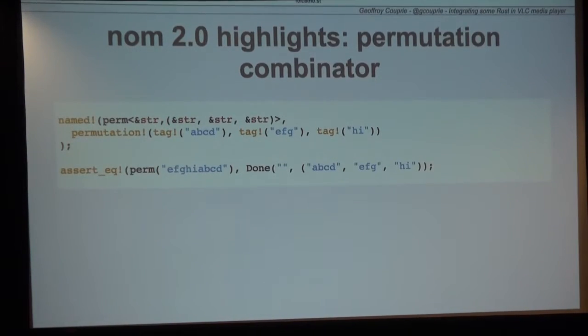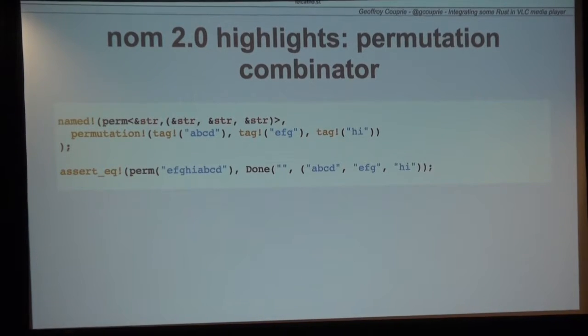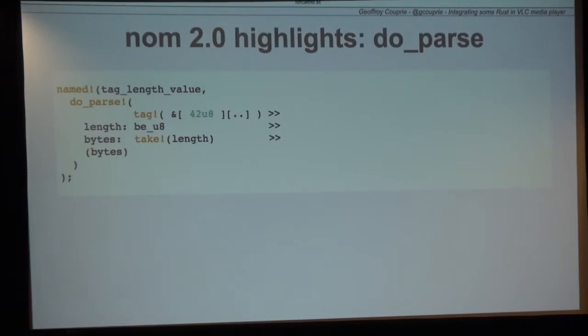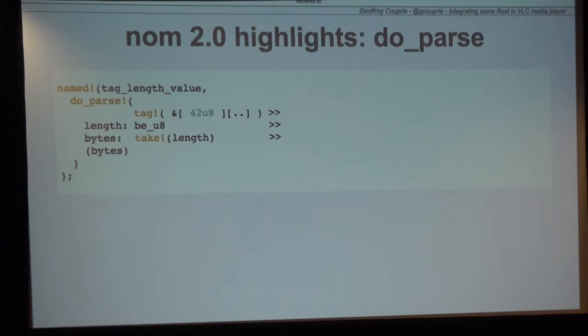There's a permutation parser. You have a list of parsers, and you can apply them in any order as long as all of the results are there. And it will return the results in the order you specified them. So it's really, really cool to use for some formats like PNG. And there's a new syntax for those who used nom before. There's the chain stuff, which is very ugly, to apply parsers in sequence.